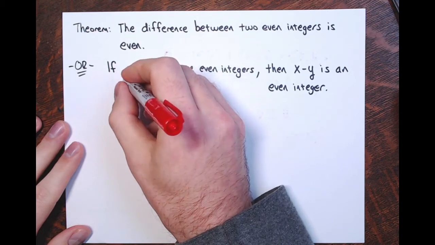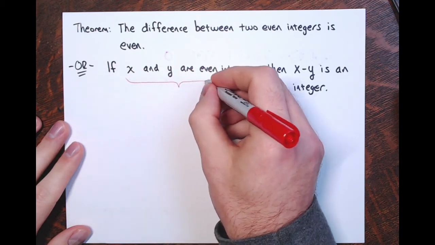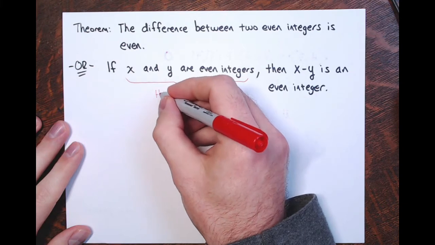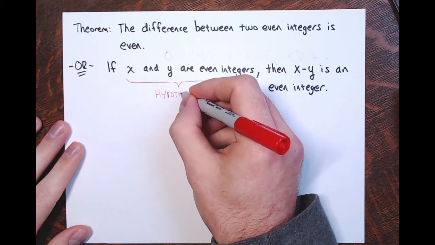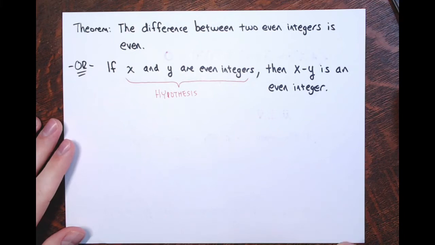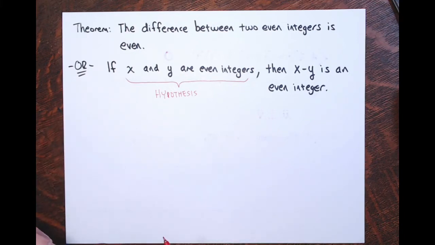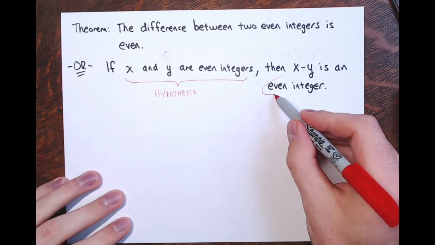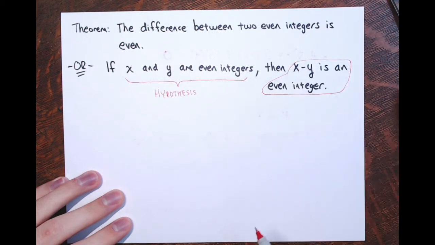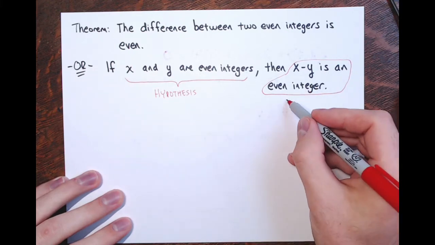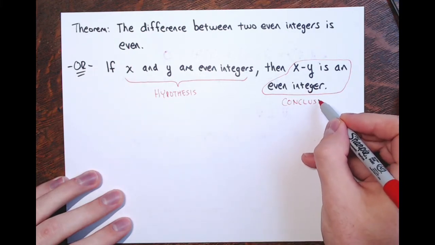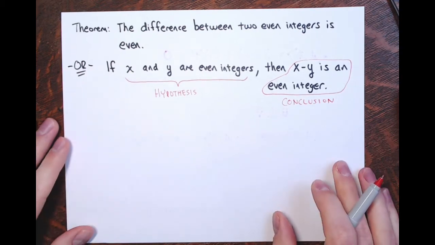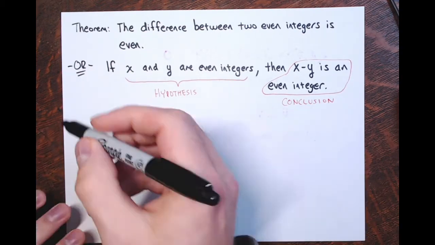All right, so as before, I'll identify what I'm going to start with. Here's the hypothesis, the if statement. So I'm going to start with the assumption that I have two even integers, x and y are even. And the then statement, x minus y, their difference is an even integer. That's what I'm going to end with, the conclusion.